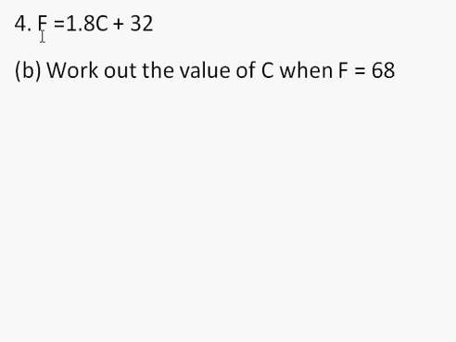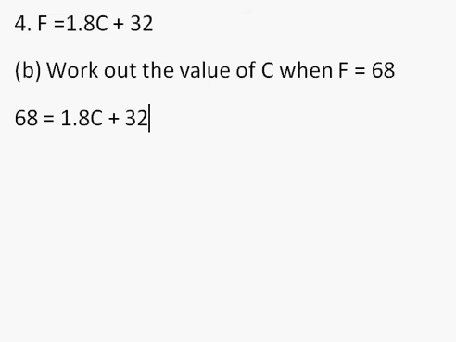So instead of writing down f equals 1.8c plus 32, f equals 68, you write down 68 equals 1.8c plus 32. Now we need to do some formula rearranging. We don't know what the value of c is, but we do know that if you multiply c by 1.8 and add 32, you get 68.